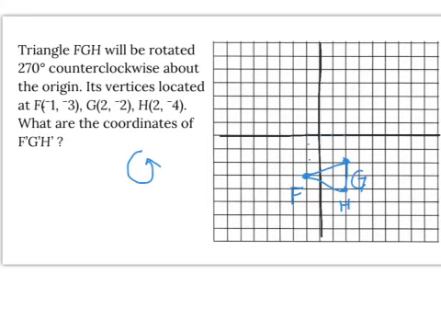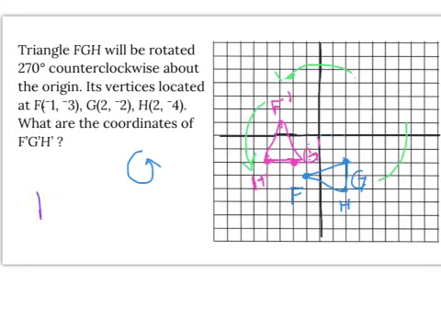So my first turn is going to be this way, right here, so it ends up in the top left. My second turn is going to be right here, so it ends up in the bottom right. And then my third turn is going to be here, so it ends up in my top left. So when you turn your paper 3 times to the left counterclockwise, you should get your triangle to look like this pink triangle for F prime, H prime, and G prime.